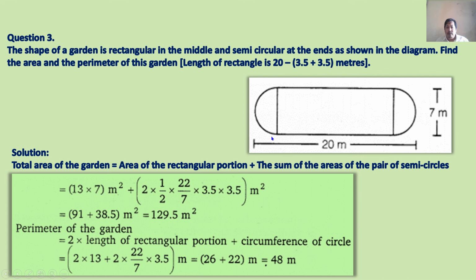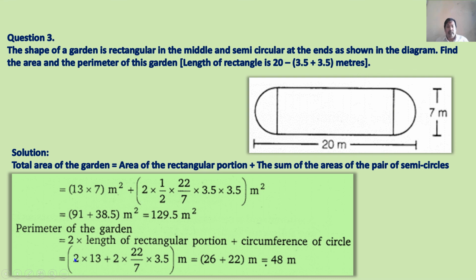So if you get the circumference of the circle and two times the length, then you will get the perimeter of the garden. So the two times of the length, 2 into 13, and the circumference of the circle is twice pi r, 2 pi r. So 2 pi, this is the pi value, 22 by 7, and r is the radius, 3.5. Once again, the whole length is 7 here, and this is the diameter of the circle, so radius will be half of it, it is 3.5.